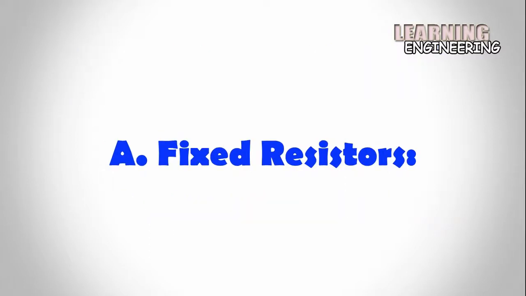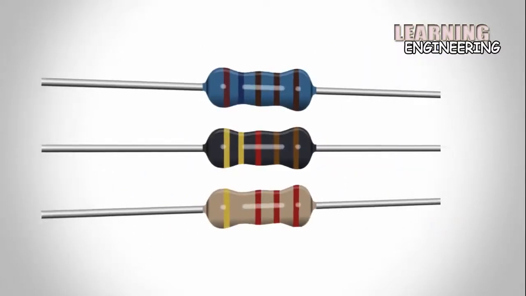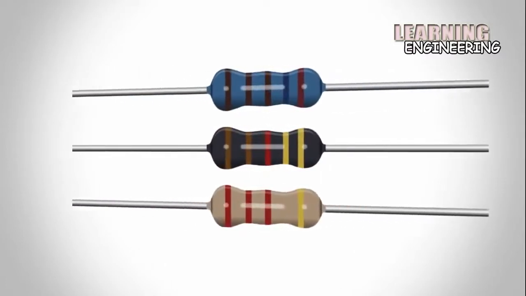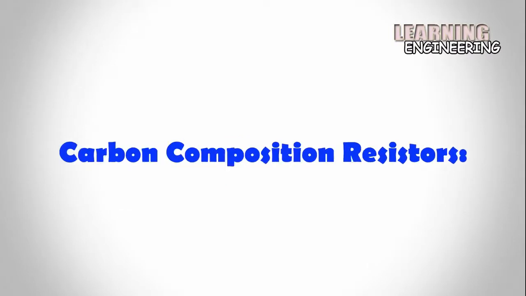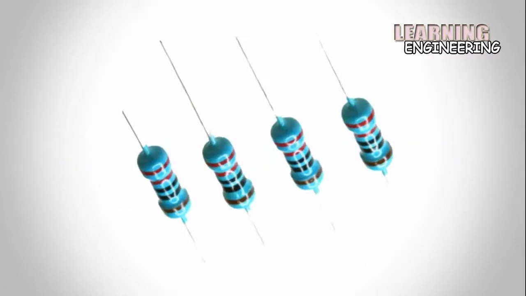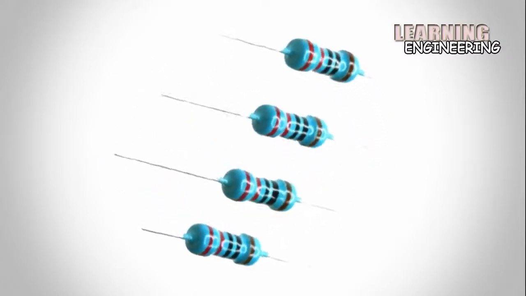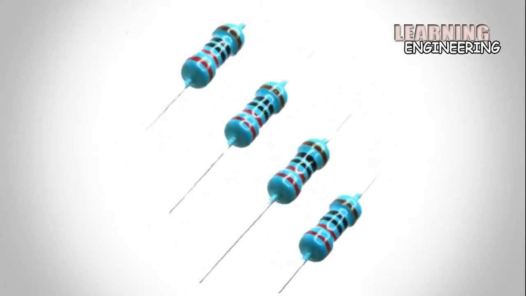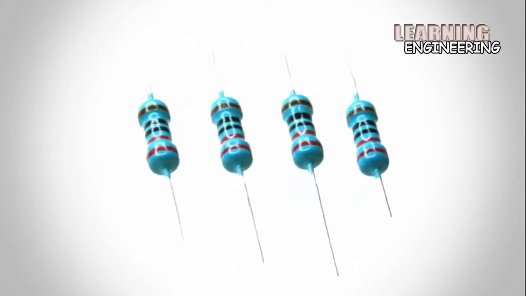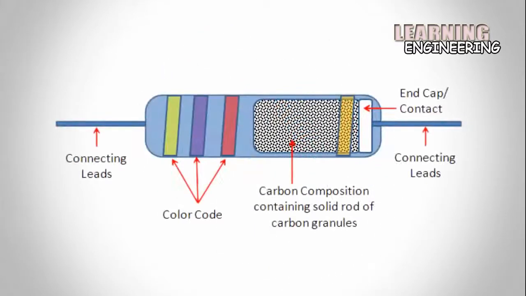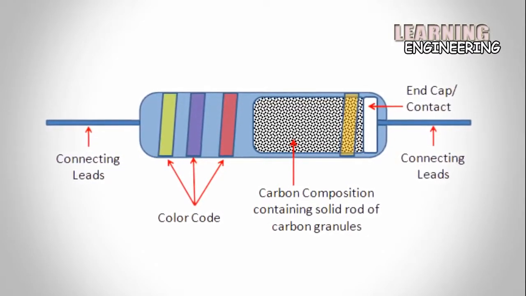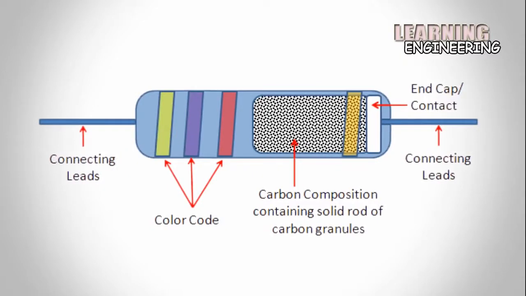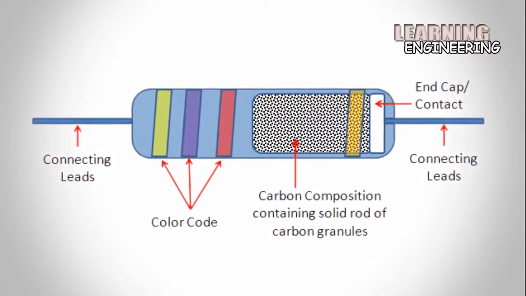A. Fixed resistors. As the name tells everything, a fixed resistor is a resistor which has a specific value and we cannot change the value of fixed resistors. Types of fixed resistor. Carbon composition resistors. A typical fixed resistor is made from a mixture of granulated or powdered carbon or graphite, insulation filler, or a resin binder. The ratio of the insulation material determines the actual resistance of the resistor. A plastic coat covers the rods with different color codes printed which denote the resistance value.